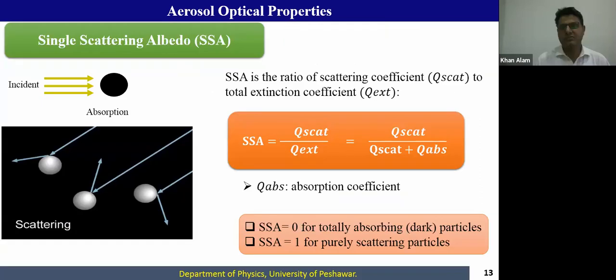Single scattering albedo is another important parameter that can be used for climatic effects of aerosol. To calculate the climatic effect of aerosol, single scattering albedo plays a very important role. It is basically the ratio of scattering coefficient to the total extinction coefficient. It varies between 0 and 1. If the value of single scattering albedo is 0, it means that there are no scattering particles, so they are totally absorbing particles. However, if the single scattering albedo reaches 1, it means that in the atmosphere only scattering particles are dominant.